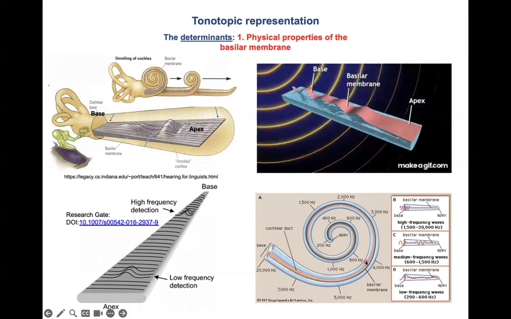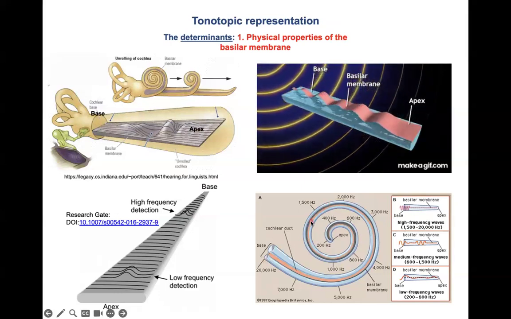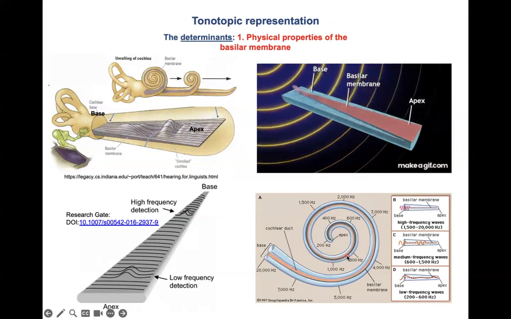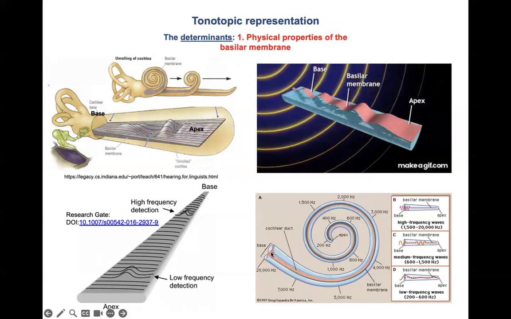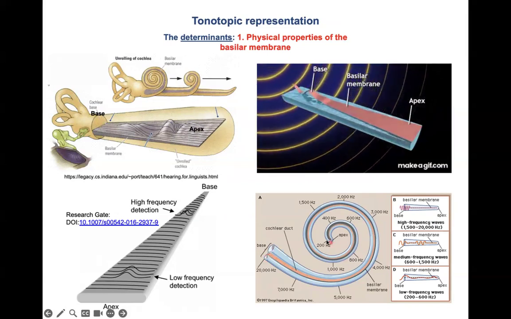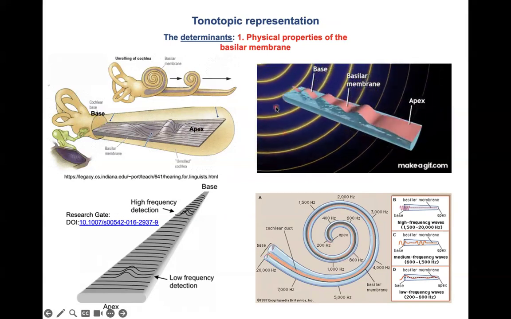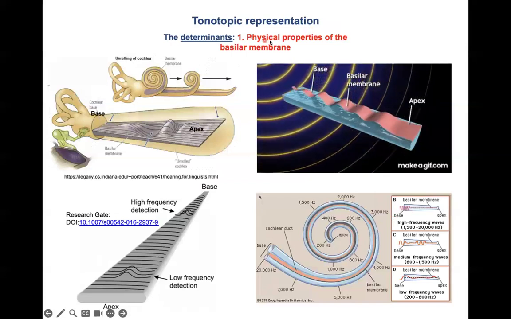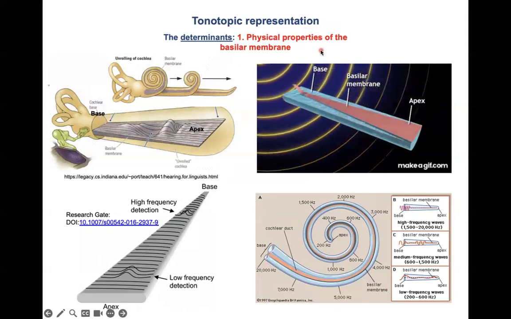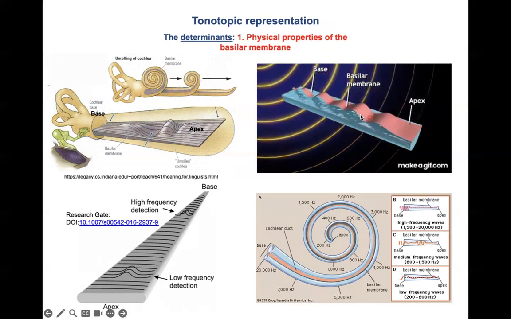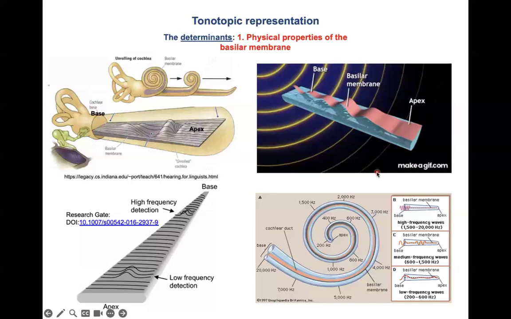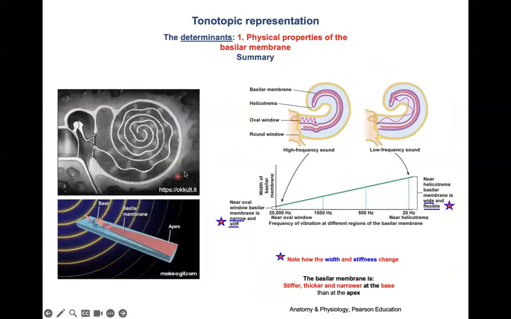Along the cochlea, the frequency decreases. So, the sound waves with the highest frequency, with the highest energy, arrive at the base, and the sound waves with the lowest frequency, with the lowest energy, at the apex. This is the tonotopic representation, physical properties of the basilar membrane. We see here in this beautiful animation how the basilar membrane is deflected. Here too.